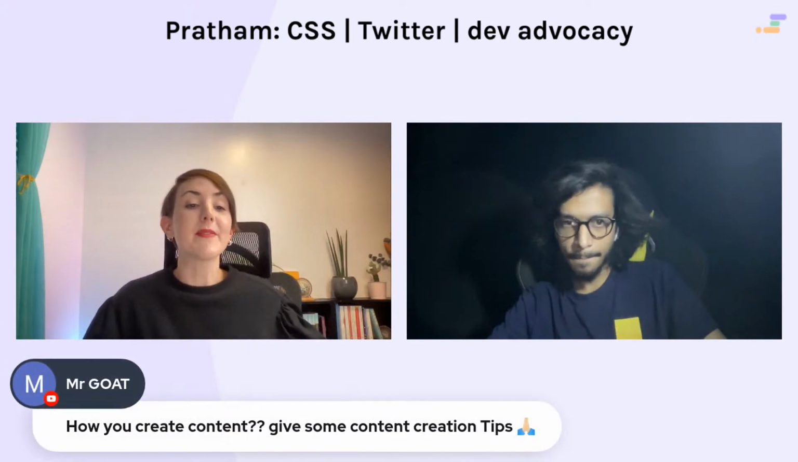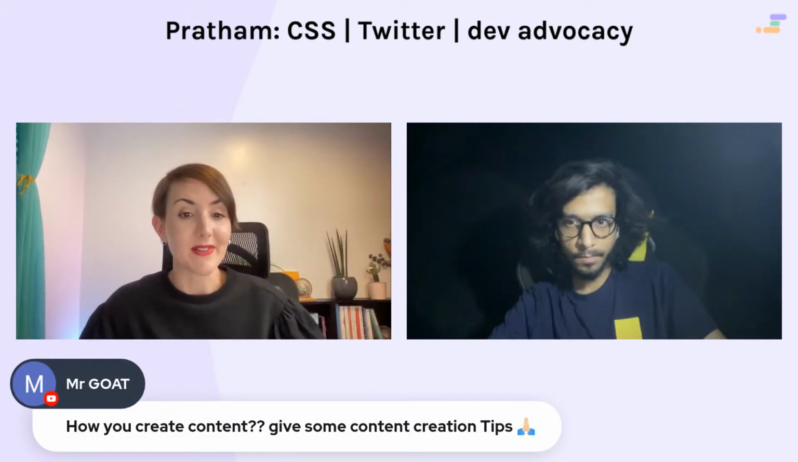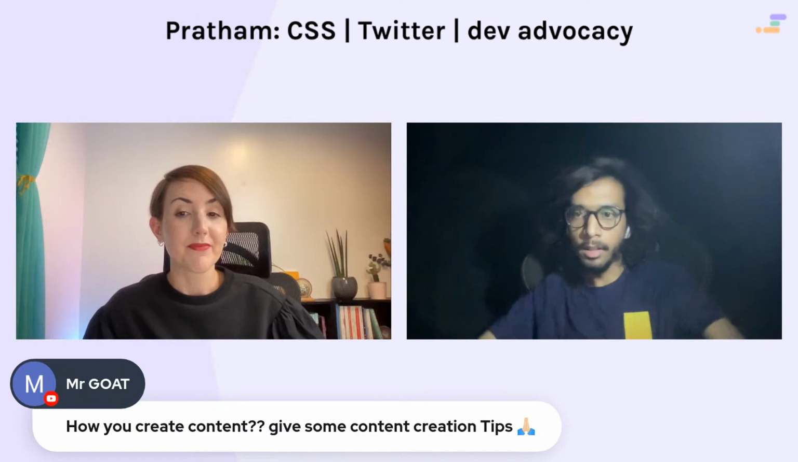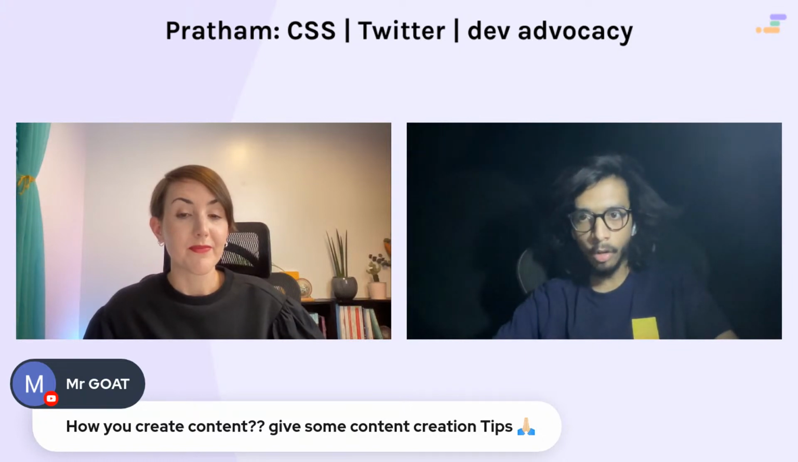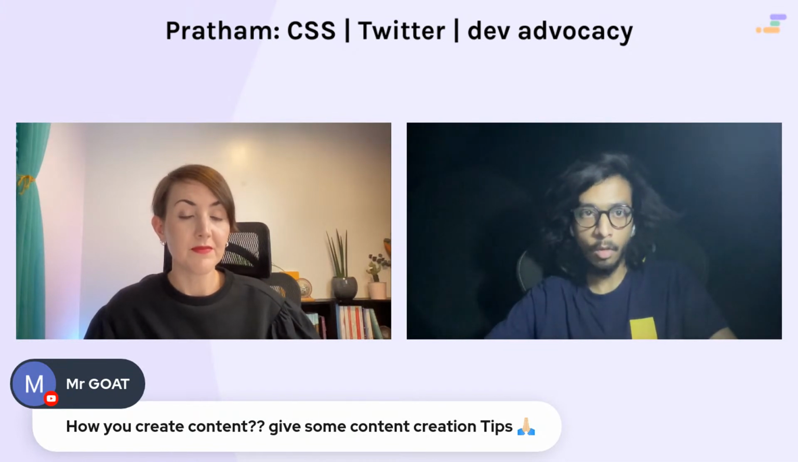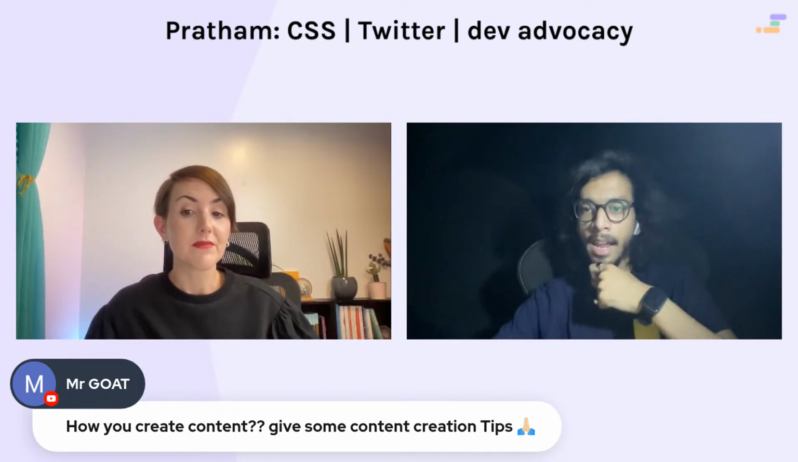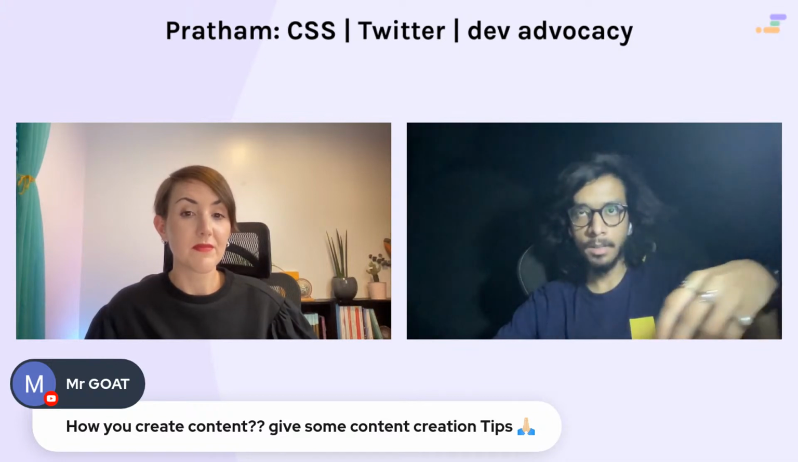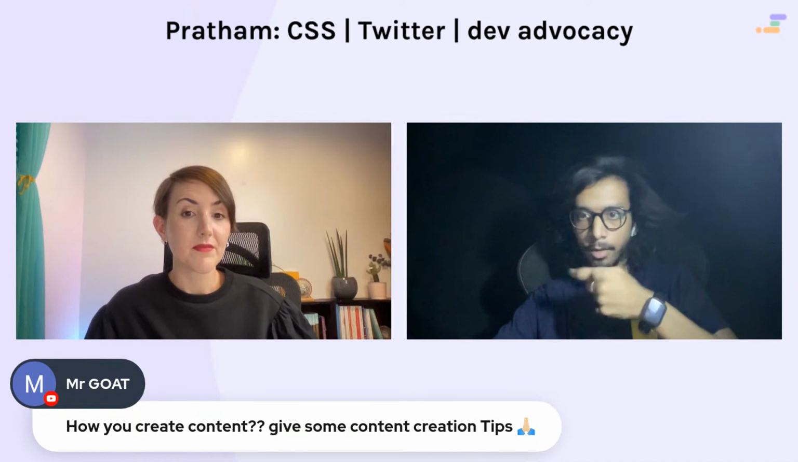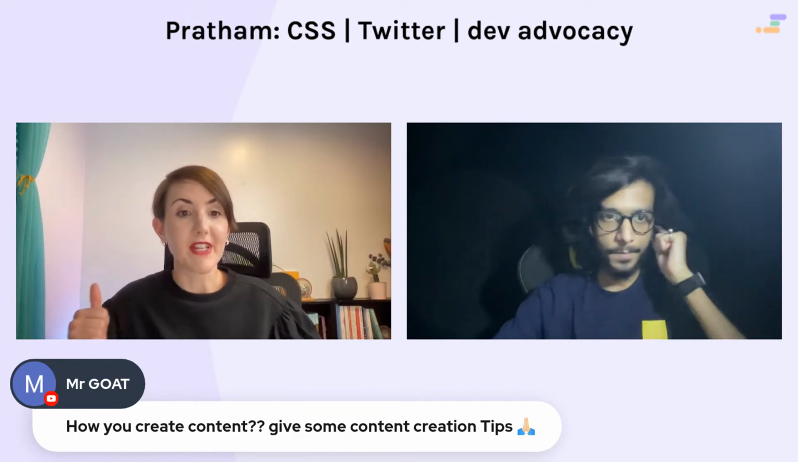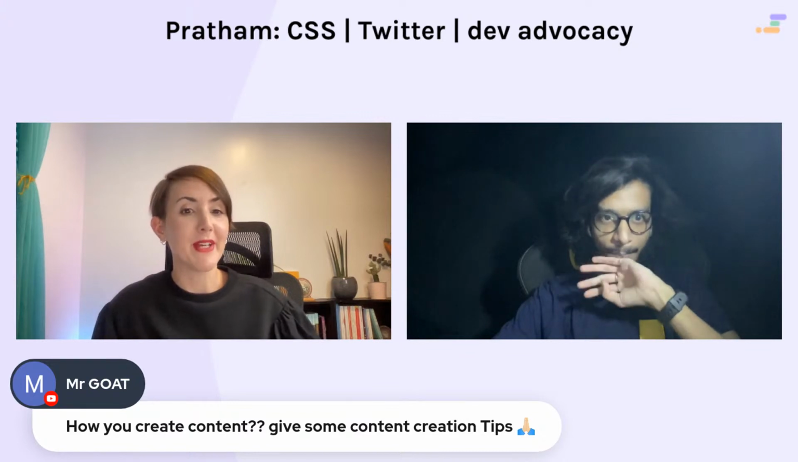So that was a question from Mr. Goat. How do you create content? Yeah, have you got some content creation tips? Well, if you want to create content, create it on the technologies in which you are good. For example, I'm good at CSS, so I always try to create content that revolves around CSS, web development, and web designing. The main content I create revolves around web technologies, including HTML, CSS, JavaScript, React, and other small web technologies modules. So if you want to create content, make sure to create content on the technologies in which you are good. Great tip. Don't try to make content on stuff you don't know about. Plenty of people do.